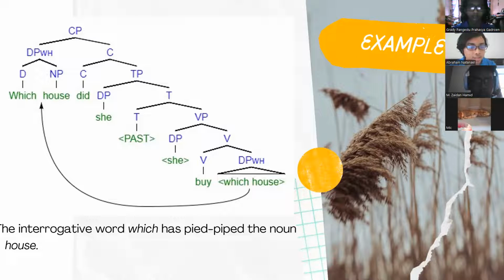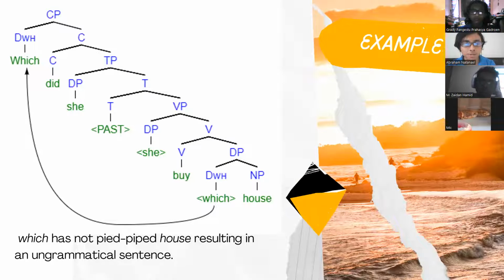The interrogative word, or in this case, which, has piped the noun house. And by pipe here I mean it's dragged along with the WH expression, and the noun to the very beginning before the clause. Here's the example of the second sentence, the ungrammatical sentence, in which the WH expression is separated from a noun, resulting in an ungrammatical sentence, as you can see in this chart right here.